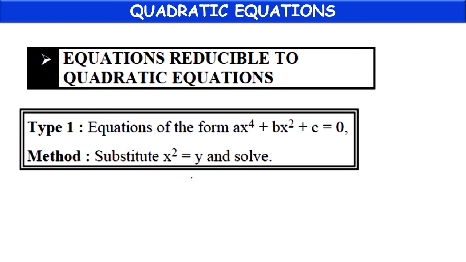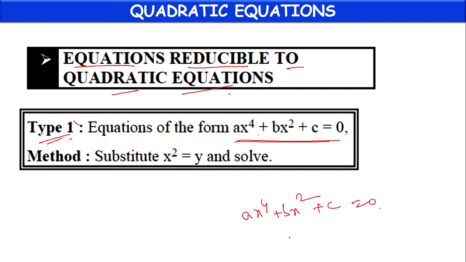So the concept is equations reducible to quadratic equations, type 1, case 1. If the equation is in the form ax power 4 plus bx square plus c equal to 0, here the highest degree is 4. It's not quadratic, but it can be reduced to quadratic.